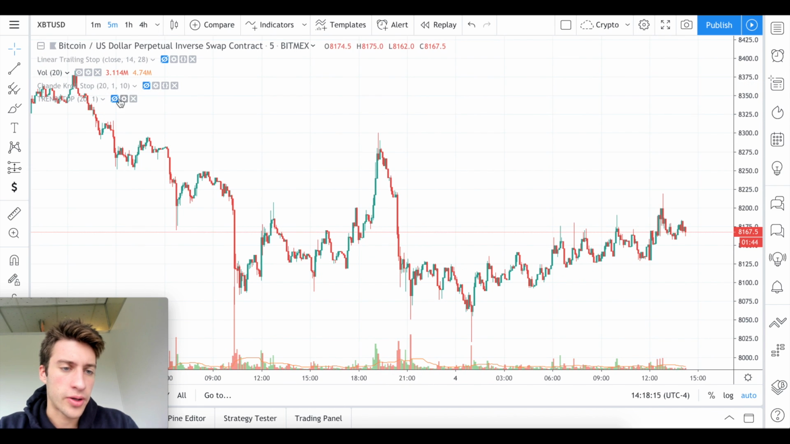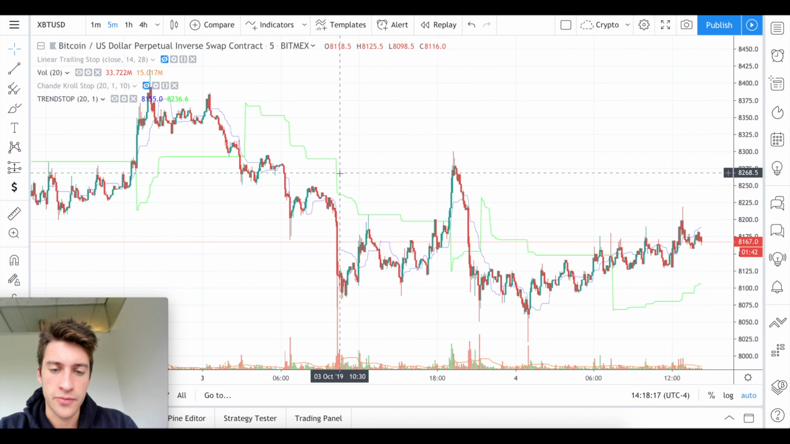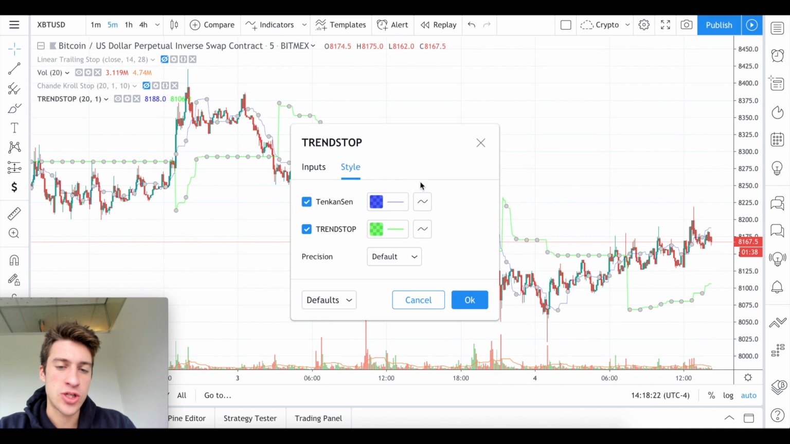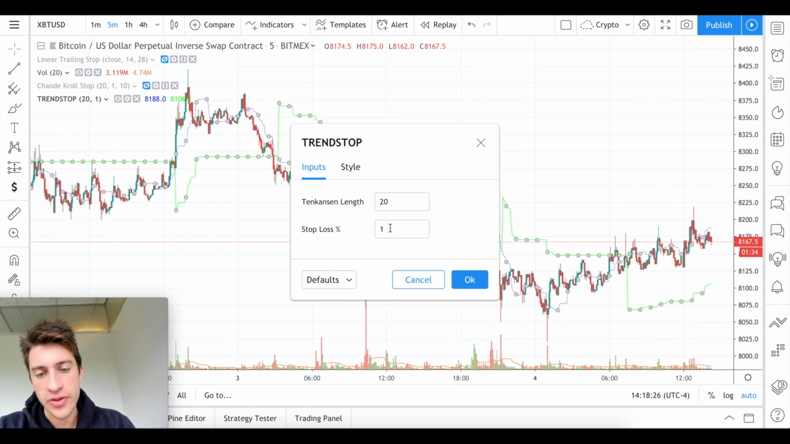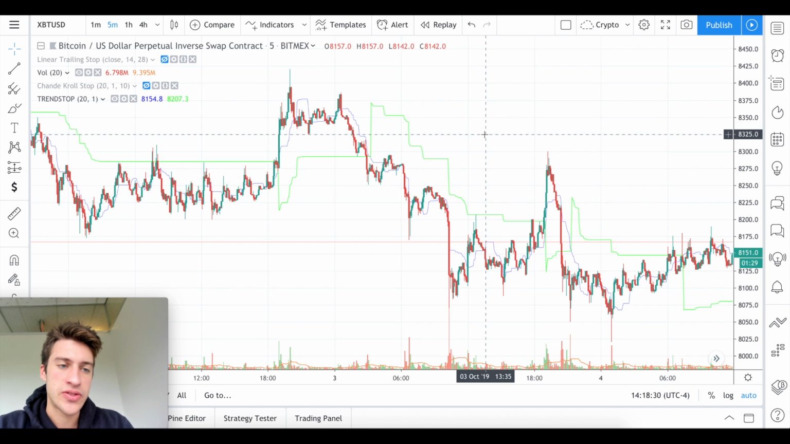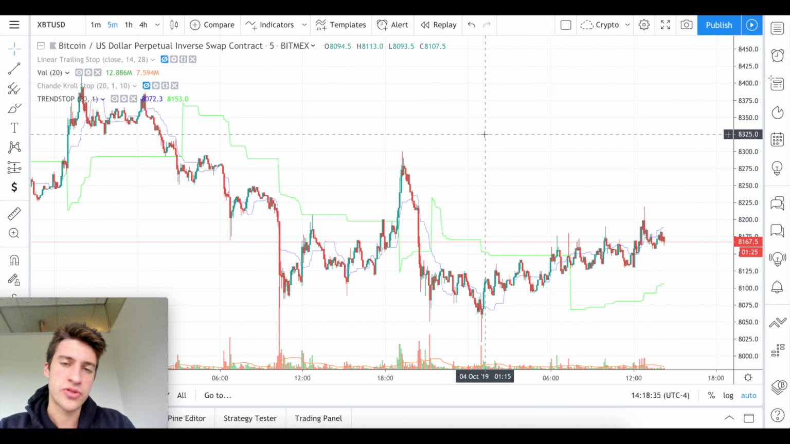Now the final one I want to look at is really one of my favorites of the three, which is trend stop. And this is based on the Ichimoku cloud. So you can see the Tenkan-sen is here. And these are my values. So what we have here in blue is the Tenkan-sen. I hope I'm pronouncing that right. That's part of the Ichimoku cloud. And the green is where you place your stop loss.